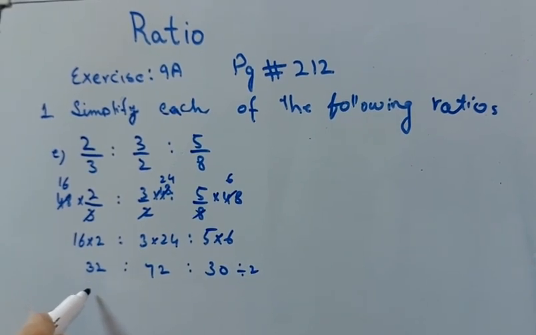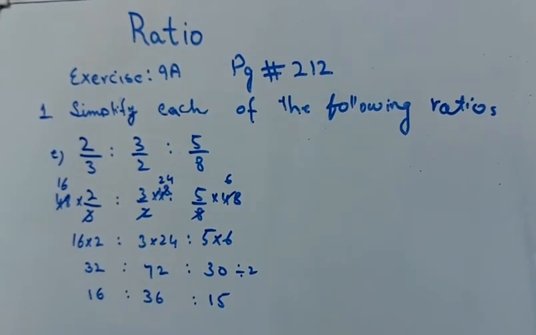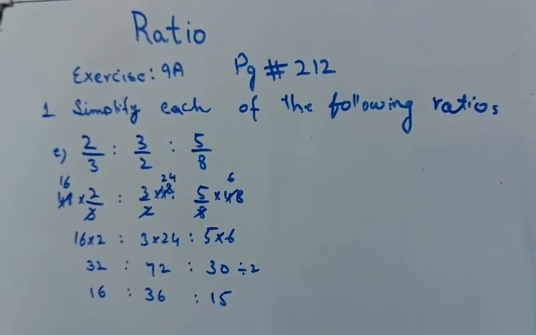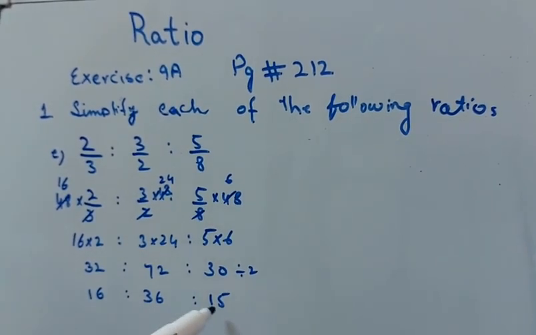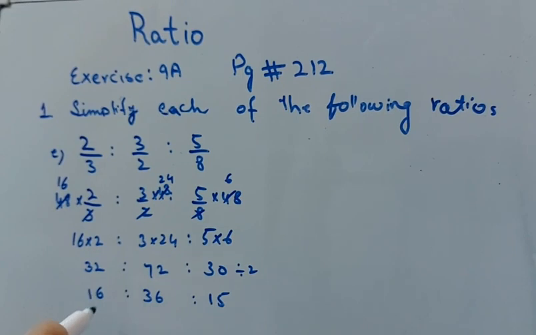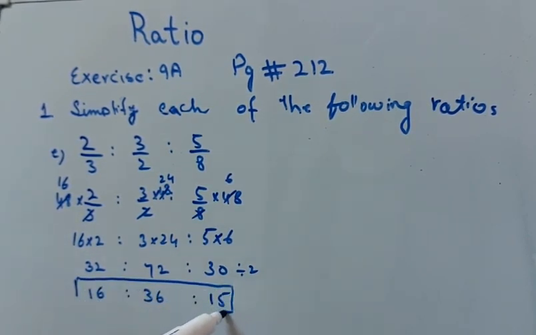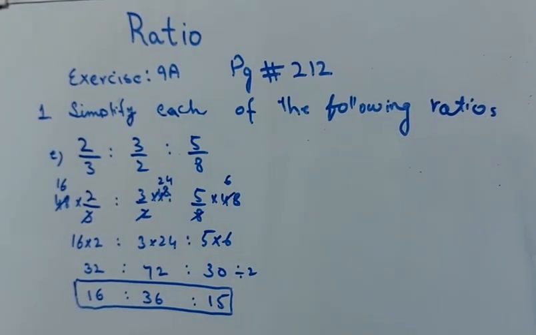So it will become 2 1s are 2, 2 6s are 12, 2 3s are 6, 2 6s are 12, and 2 1s are 2, 2 5s are 10. So now 16, 36 and 15, again two terms are divisible by 2 and only one is divisible by 5. So we can't go further. This is the simplest form for the given ratio. Now move on to the last part of this question, that is question F.